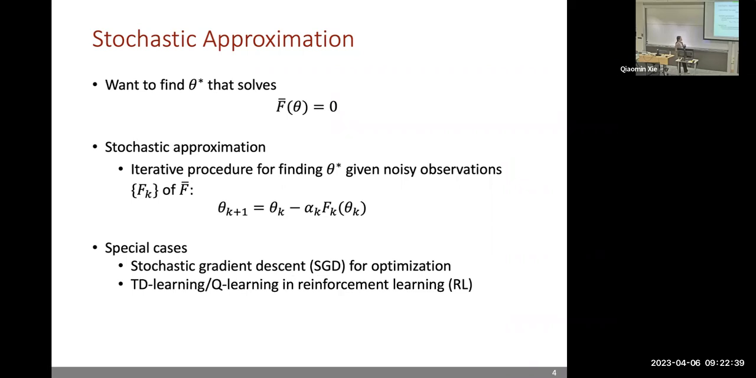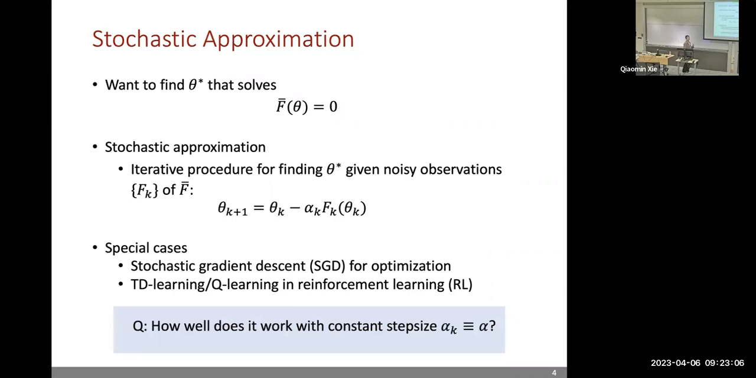Later, we will see another application domain in reinforcement learning. Many reinforcement learning algorithms, including the popular TD learning and Q learning, can all be cast as an instance of the SA procedure. And we'll get into a little bit more detail on how we can rewrite TD learning in the SA formulation.